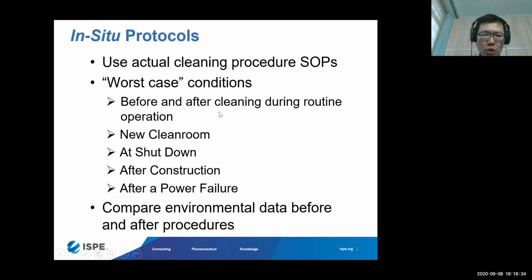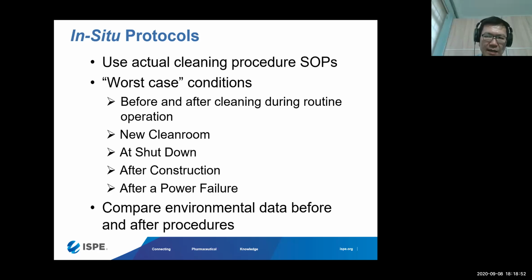So in-situ protocols basically use actual cleaning procedures. Of course, this will need to take into account the worst case conditions, before and after cleaning, during routine operation. For a new clean room as well, if you shut down your clean room and want to start up again, there's a sequence of cleaning.